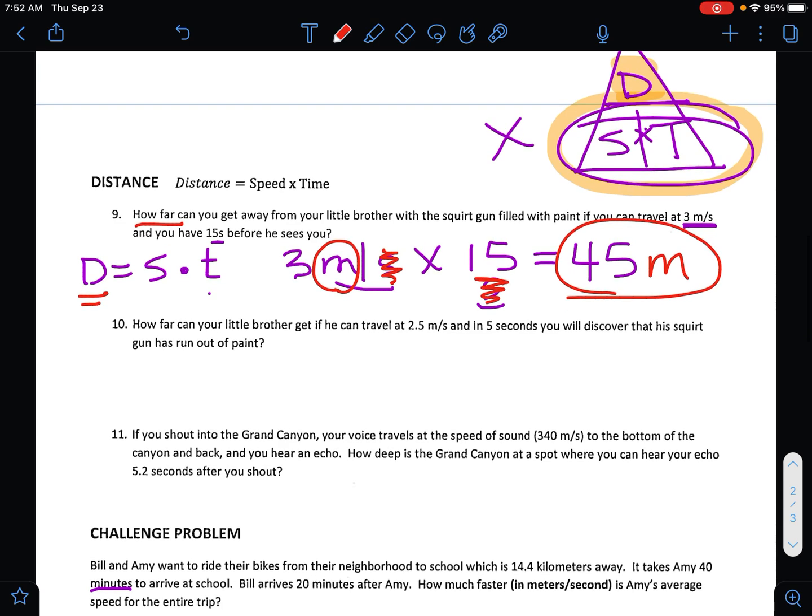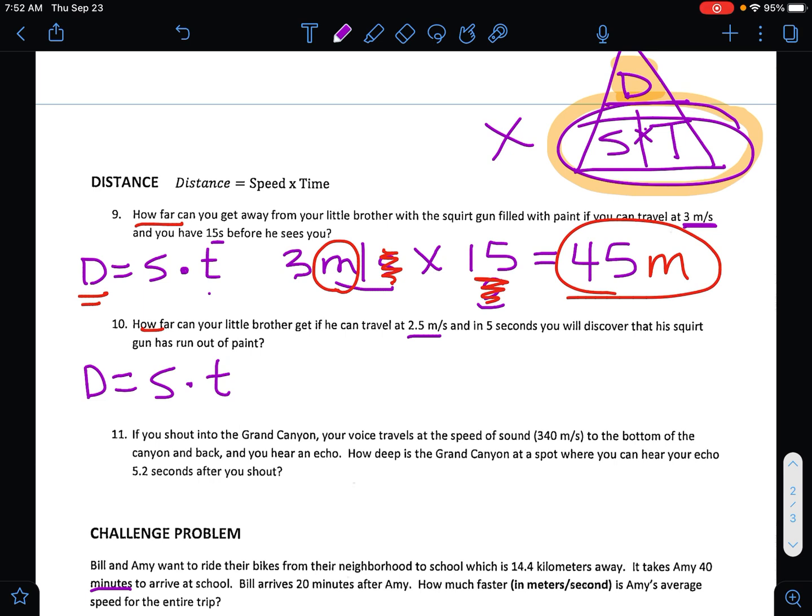That makes sense. All right, so how far? So that's distance. So let's write the formula out. Distance equals speed times time. All right, so now we're ready to look for my speed. Okay, so how far can your little brother get if he can travel at 2.5 meters per second, and in 5 seconds, you will discover that his squirt gun has run out of paint.